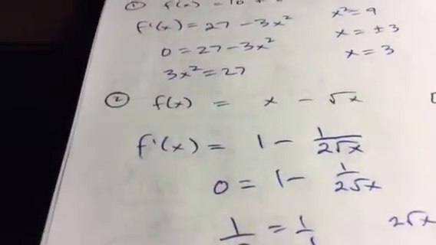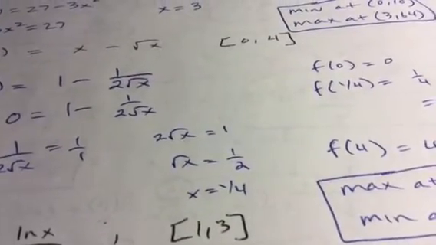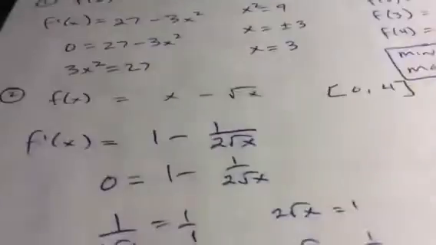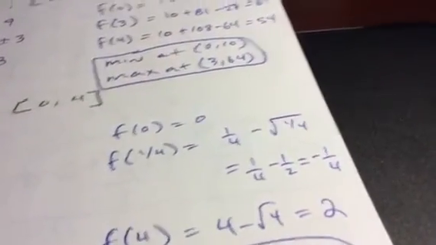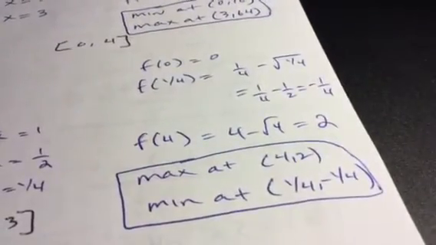Same thing here for number 2. Find the derivative. Set the derivative equal to 0. A little cross multiplication. Square root of x is 1/2. Square both sides. x is 1/4, which does fit into that interval 0 to 4. Plug 0 in for x, you get 0. Plug 1/4 in for x, you get 1/4 minus the square root of 1/4, which is -1/4. Then plug 4 in for x, you get 2. So there's the max and there's the min.